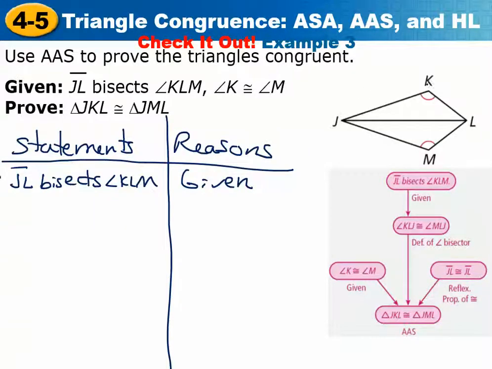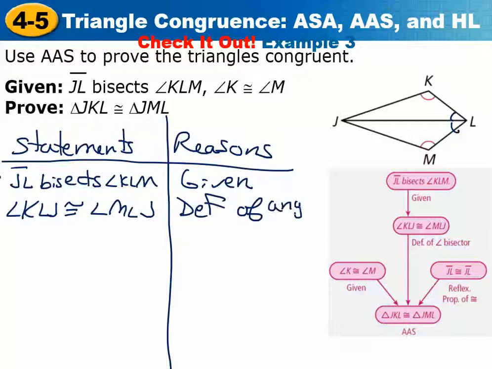Well, that means that angle KLJ will be congruent to angle MLJ. And the reason is that's the definition of angle bisector. So it came right from the first step. Okay, now I'll put my other given in.